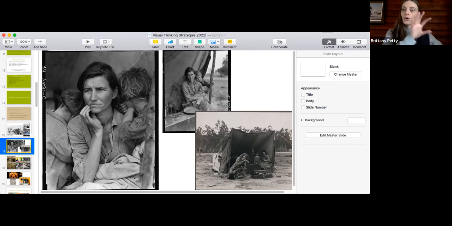or start with one and then add the others, because it doesn't hurt to really give that emotional impact of that mother and her children, the weight on her shoulders. So feel free to build upon your images and use more than one.